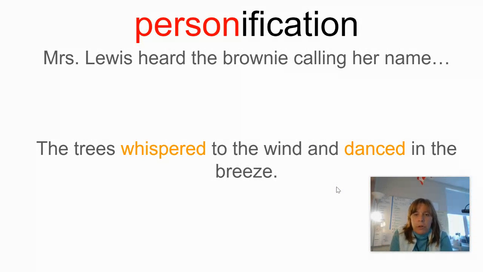So the first one is personification. This is a type of figurative language. It means you take something that's inhuman and you give it personal characteristics. For instance, Mrs. Lewis heard the brownie calling her name. That means that I'm so hungry I can hear that brownie just telling me to go and eat it. Brownies don't call out, they're not human. So by making that brownie human, you get the idea that Mrs. Lewis is starving, and that personifies the brownie.